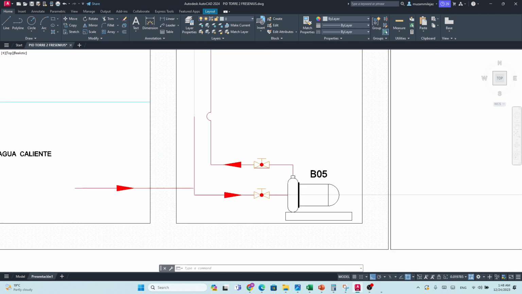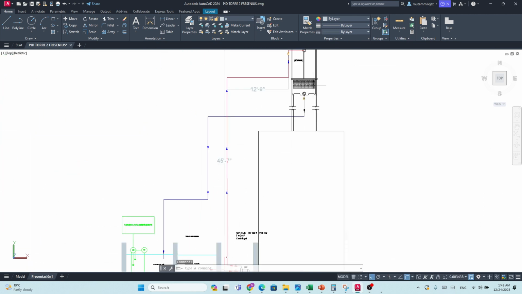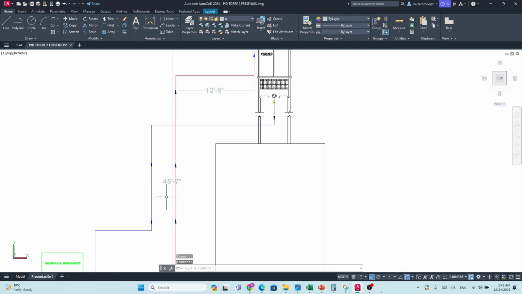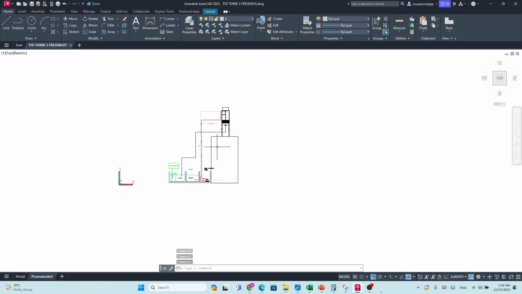Okay, for this particular case, let's set an example. We have a tank and we have an overhead tank at the height of 45 feet 7 inch. Okay, this is the vertical dimension. You have to transfer liquid from this point to this point.